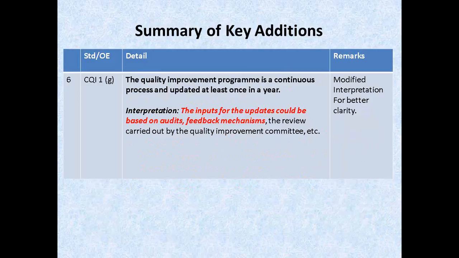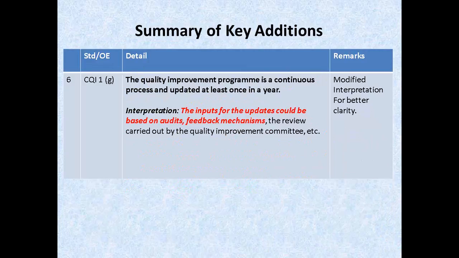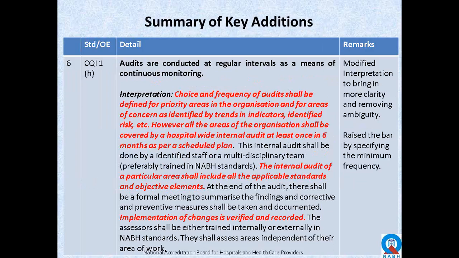Quality improvement program is a continuous process and updated at least once in a year. The interpretation for this has been modified for better clarity. The inputs for the updates should be based on audits and feedback mechanism. Again, the interpretation is modified, also for better clarity and raising the bar.